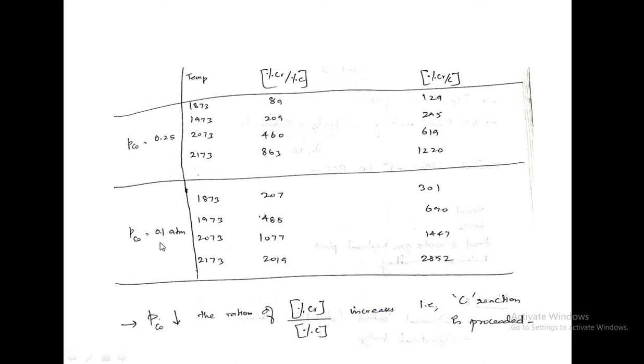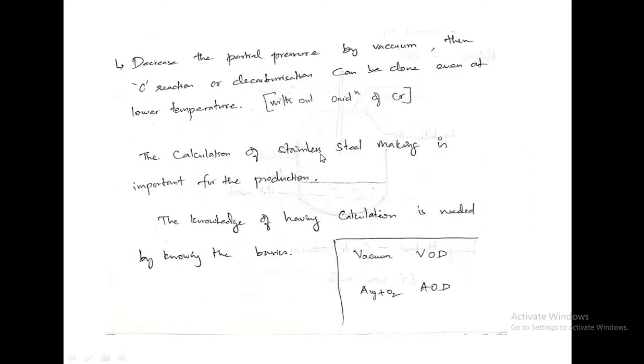So on reducing the partial pressure of carbon monoxide, the ratio is increasing. So high temperature and reduction of partial pressure favor carbon removal, right? Thereby the percentage of chromium increases, right? So the decarburization reaction proceeds at higher temperature and lower partial pressure of carbon monoxide, right? So decreasing the partial pressure is to be done in the process.